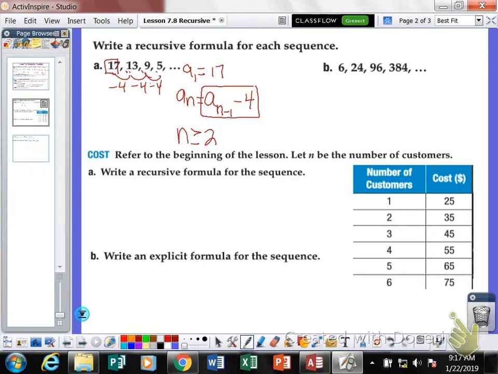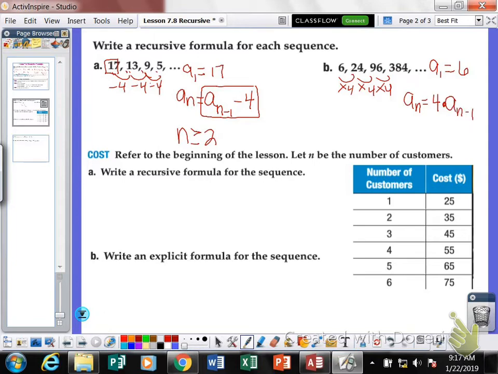So in the next one, I notice I'm multiplying by 4. Okay, so I need, again, my a sub 1 equals 6. That's my first term. Now, since this is geometric, I need a different formula. So a sub n, which means any term in my sequence, a sub n equals r. R is the common ratio. I'm multiplying by 4. So 4 times a sub n minus 1.